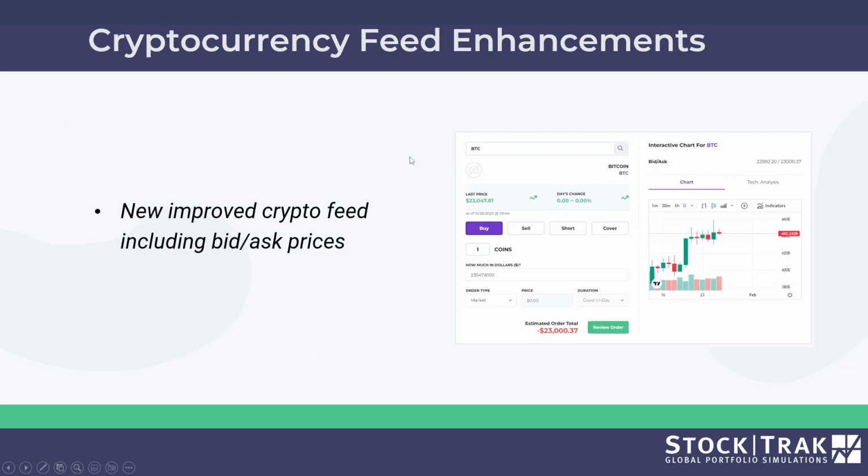Next up, cryptocurrency feed enhancements. So in the previous semesters, we've had cryptocurrencies for a couple of years now, but due to restrictions in our data feed, we were basically executing orders based on the last price, which is not ideal for most investing situations. So our new feed that we're using does include the bid-ask on most coins. So now orders will be executing at bid-ask. This came up quite a bit.